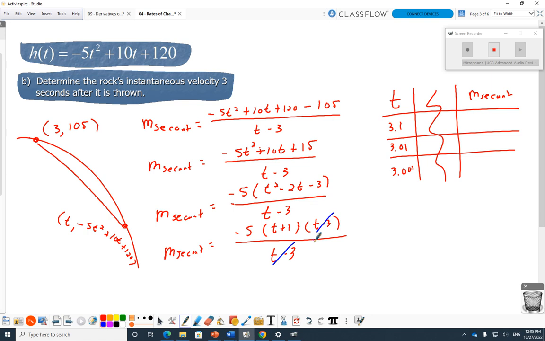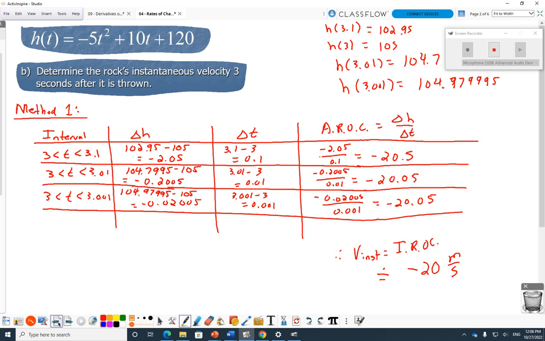Going crazy now in calculus. Anyways, I get a nicer formula for m secant. Is it worth it? Is this easier to sub into than that? Sure it is. I might even be able to do it in my head here, folks. I'm going to try. Sub in 3.1. 3.1 plus 1 is 4.1. Times negative 5 is negative 20.5. Oh, mama. Look at that. Did it in my head.